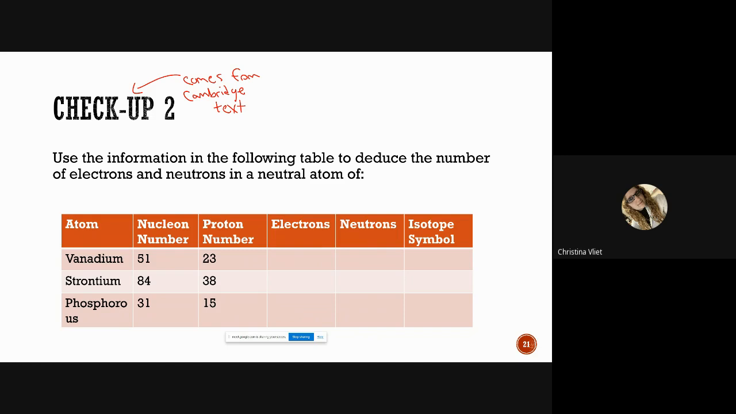But go ahead and solve this out. See if you can do this based on what we've learned. Use the information in the following table to deduce the number of electrons and neutrons. So fill this out. You've got a few minutes, and then I'll go over it with you. Fill out the chart that says checkup 2, and then we're going to go over it together. Include the electrons, the neutrons, and the isotopes.